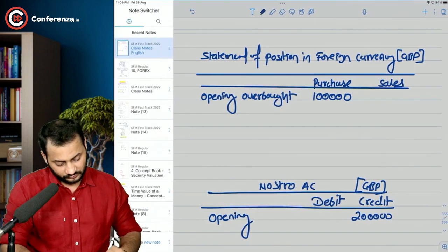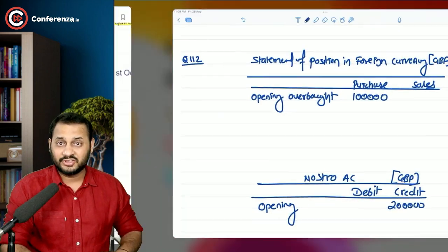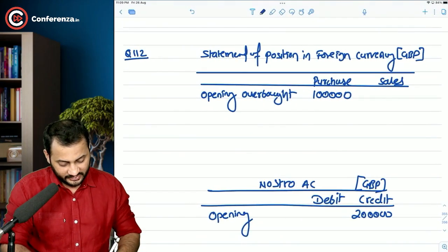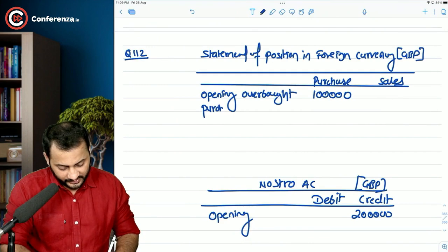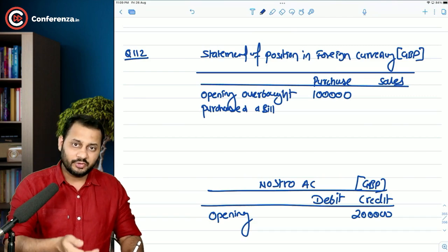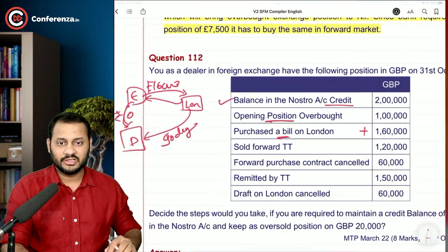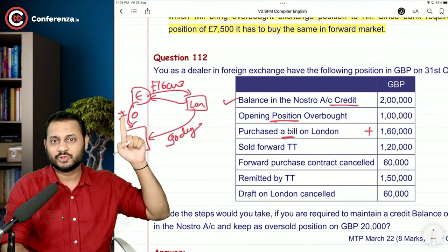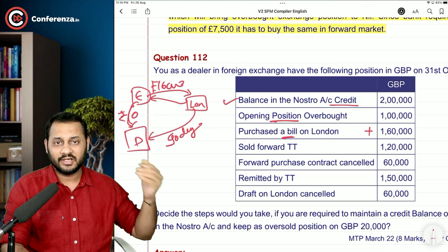1,60,000 pounds. Not just because the word "purchased" is written there, you should understand the meaning of it. Purchased a bill. And because of that, we are going to buy pounds. Actually speaking, we bought the pounds and sold rupees. But these pounds are yet to be received.